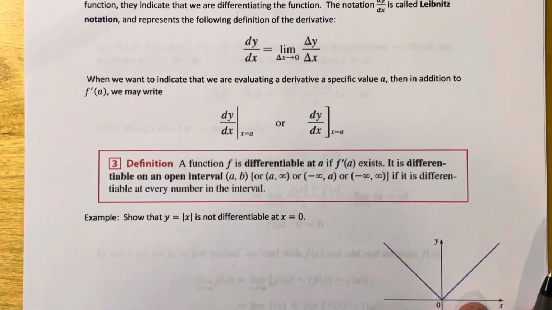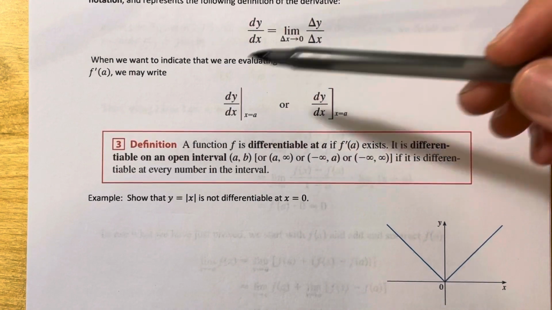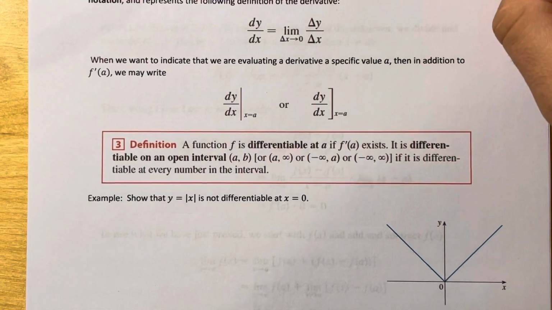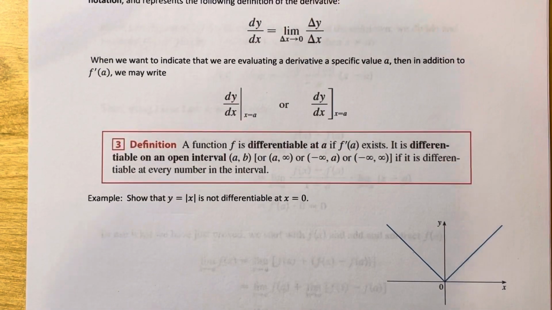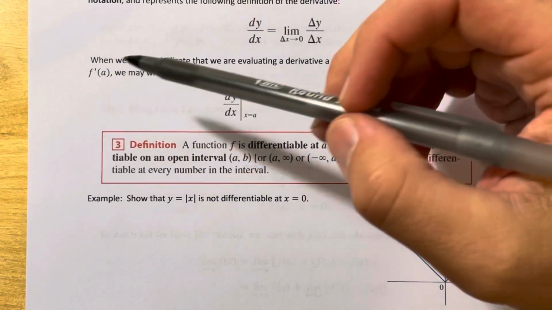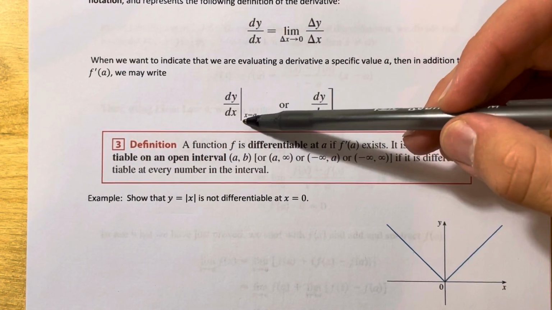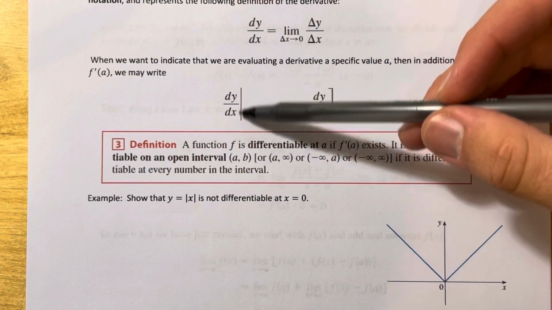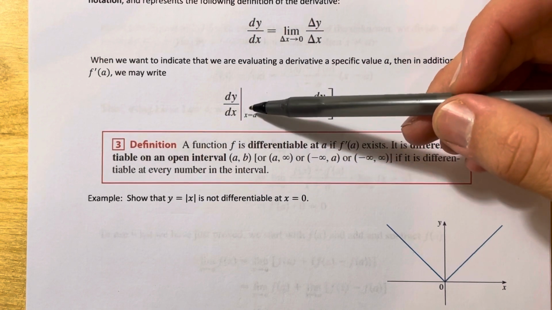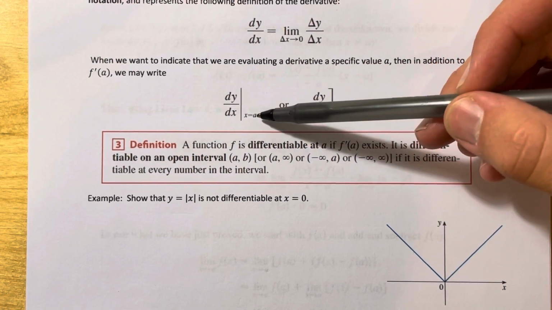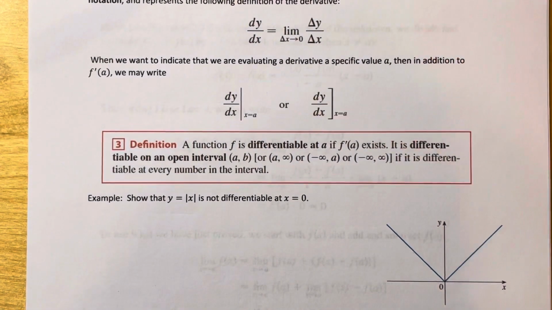Sometimes, just like in 2.7, when we're talking about the derivative, we may want to take the derivative at a specific value. So f prime of a is the notation we used back then. If we want to indicate something similar in Leibniz notation, we use this notation: dy dx, this vertical line, and then x equals a in the subscript, which indicates that we're evaluating this derivative at some number a. Sometimes you also see a square bracket instead of a vertical line.